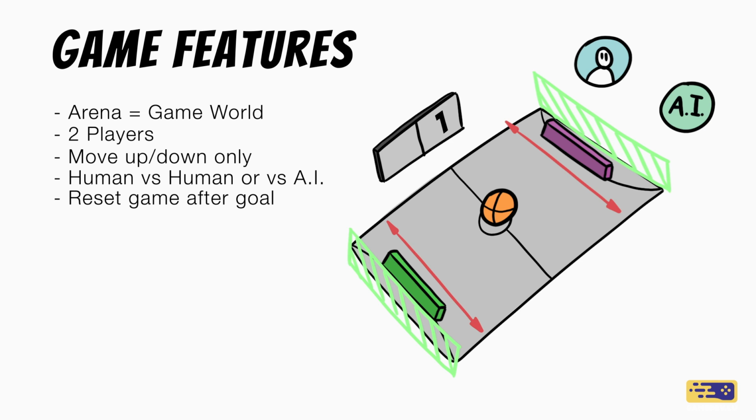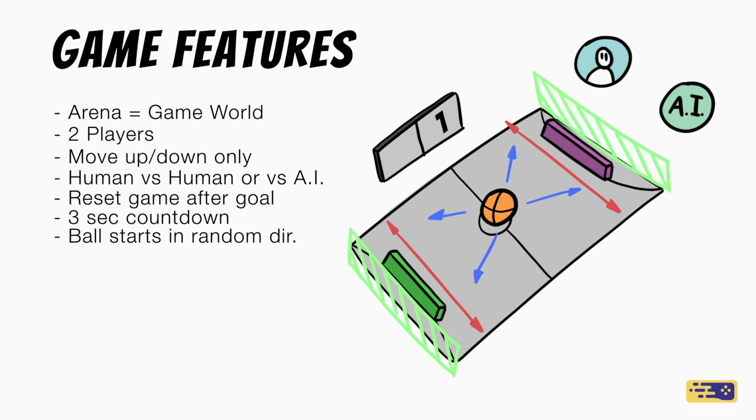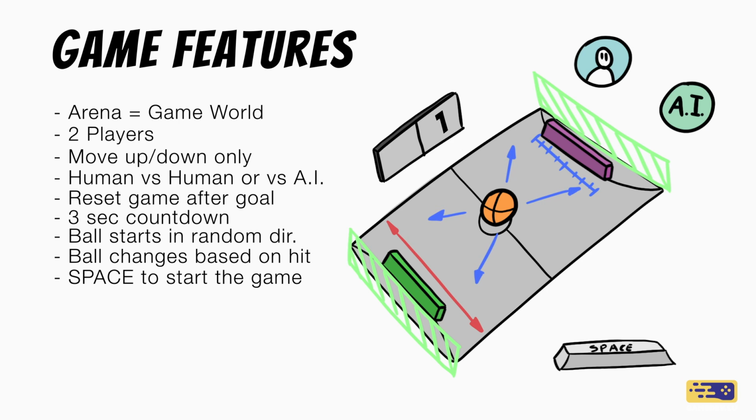At the start of every game, a 3-second countdown is shown on screen. At the end of the countdown, the ball starts moving in a random direction. The ball direction can be affected based on where it hits the racket. Last feature. The first time the game launches, the player must press the space key to launch the countdown. Okay, that's already a good amount of work for us.